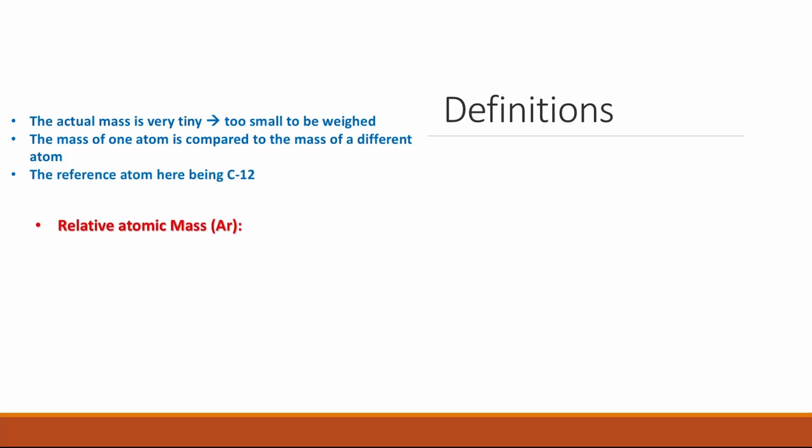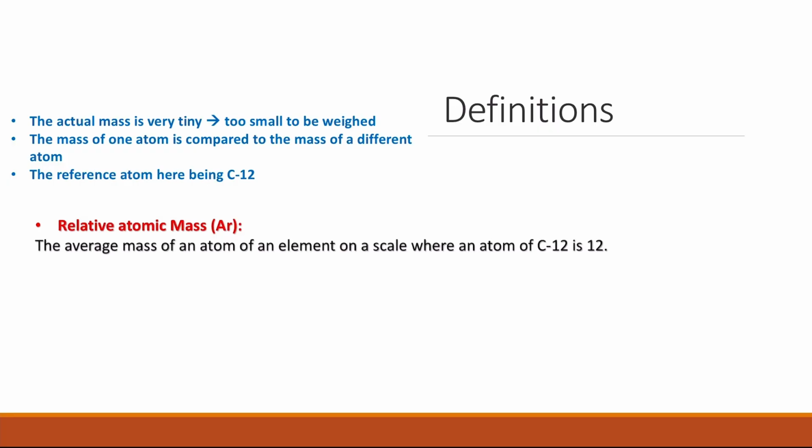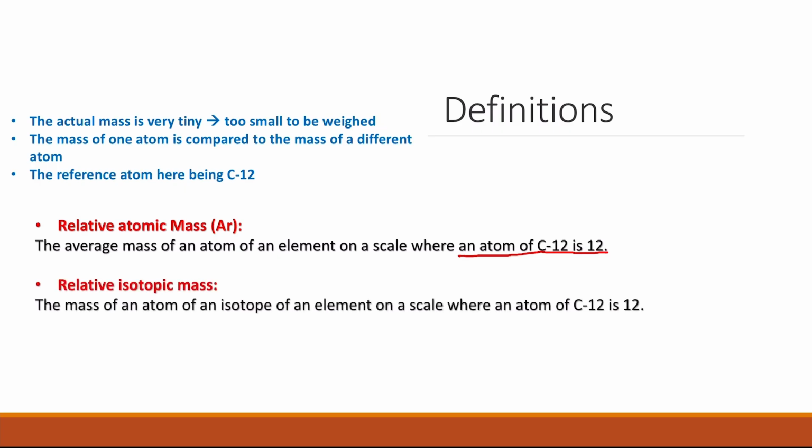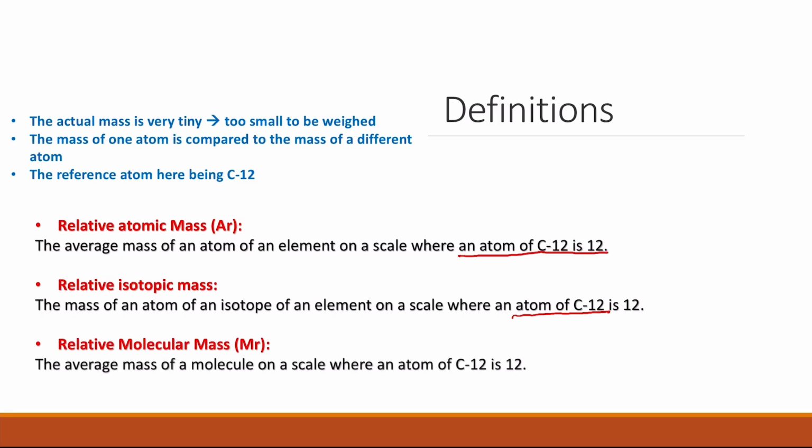Now to define the relative atomic mass, Ar: the relative atomic mass is the average mass of an atom of an element on a scale where an atom of carbon 12 is 12. Relative isotopic mass is the mass of an atom of an isotope of an element on a scale where an atom of carbon 12 is 12. And then the relative molecular mass is the average mass of a molecule on a scale where an atom of carbon 12 is 12.